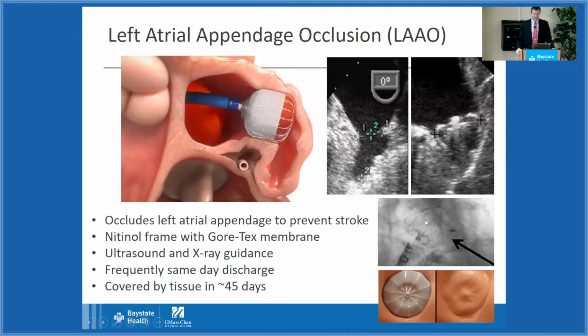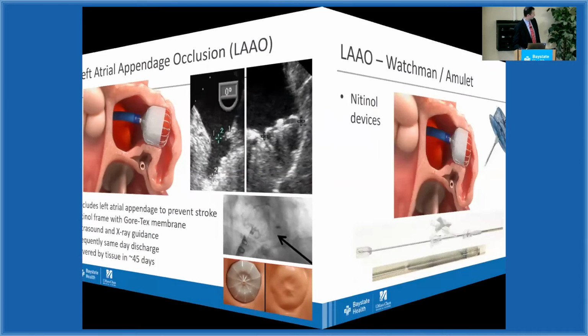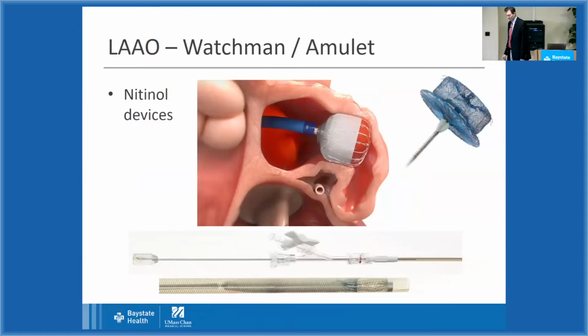It's a pretty quick procedure. It takes about 40, 45 minutes, and people frequently go home the same day. The device then, as shown in the bottom panel here, after it's implanted, is covered by tissue, is entirely incorporated into the wall of the heart within about 45 days.